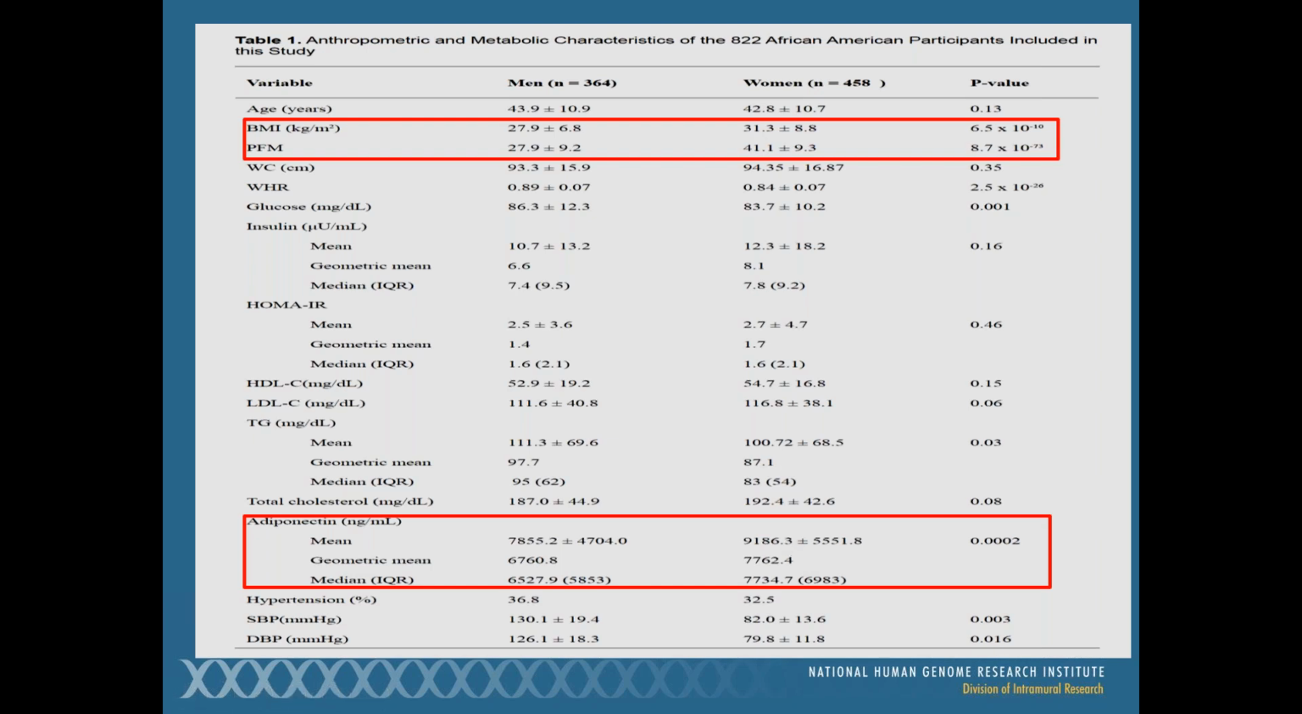This can be explained by two things. Women tend to have more fat, therefore they tend to produce more adiponectin, but also the fat is accumulated around the waist, not in the abdomen. So that tends to be protective in women.